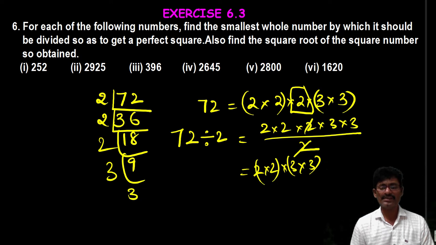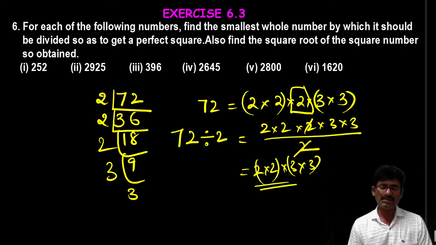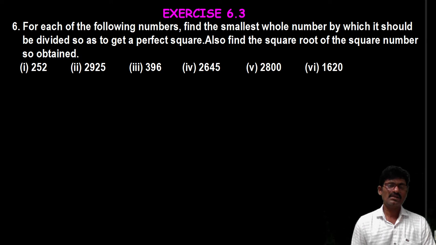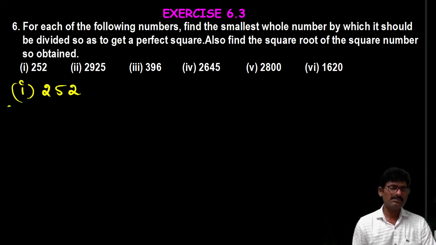Here these are in pairs. So the resultant number will be a perfect square. So that is what we need to do here. After that we need to find out the square root of that number also. Now let us solve the first problem.